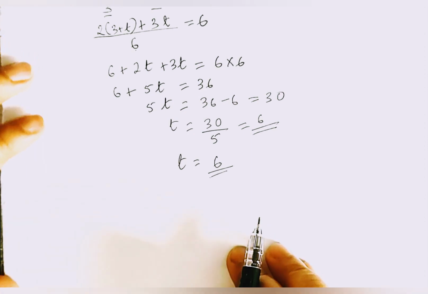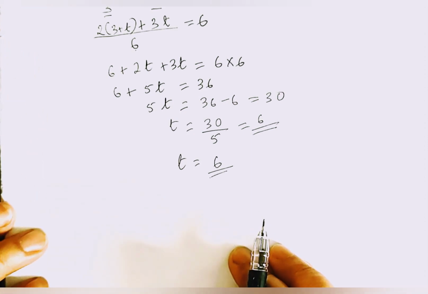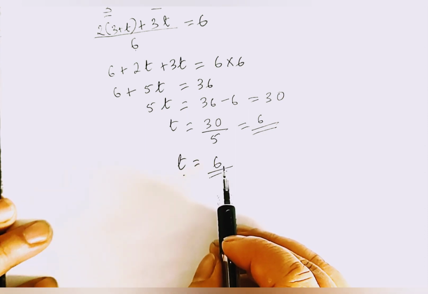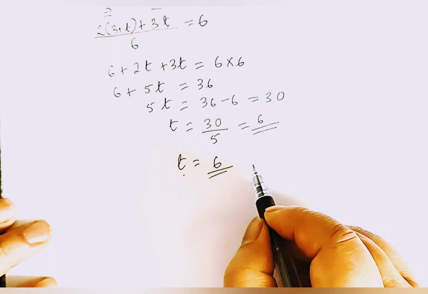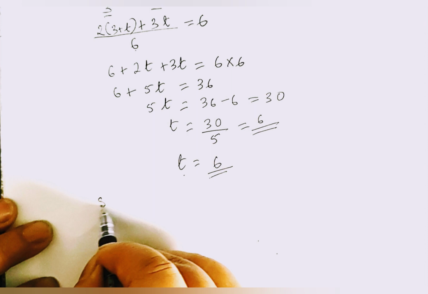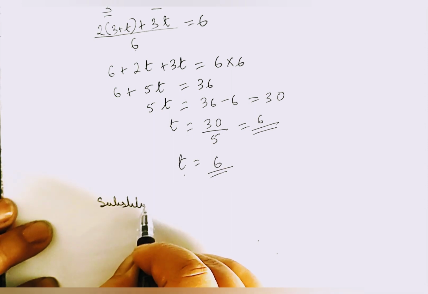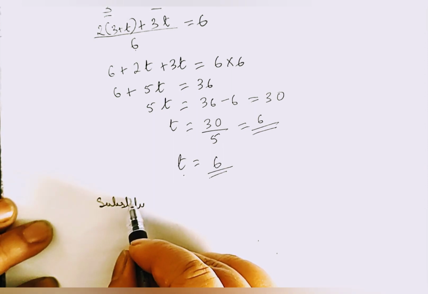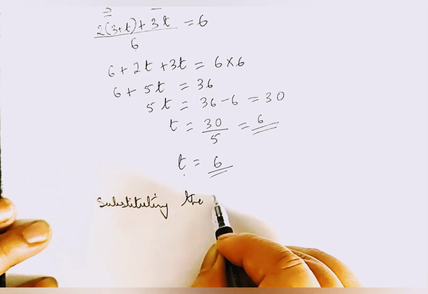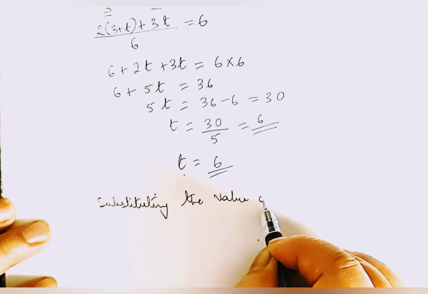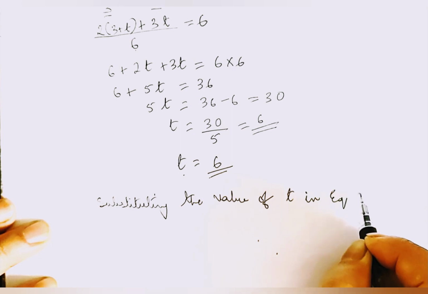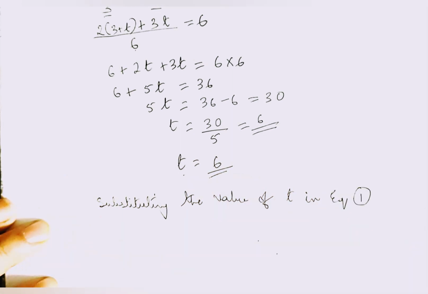Now what you have to find is the value for the t and also for s. Now what you have to do is you have to substitute the value of 6 in any of the equation. So let's write it in this way. Substituting the value of t in equation 1, or you can even do in equation 2.